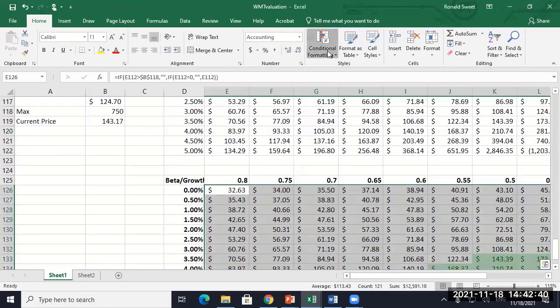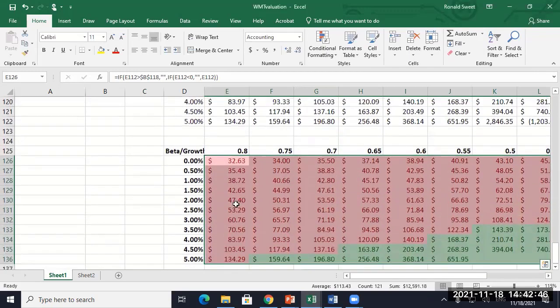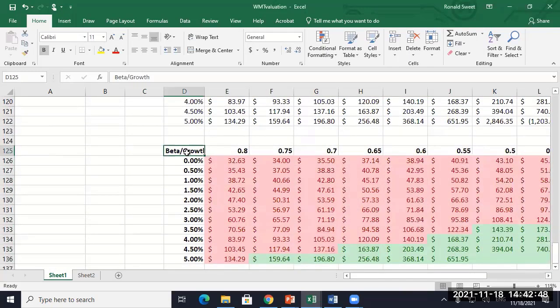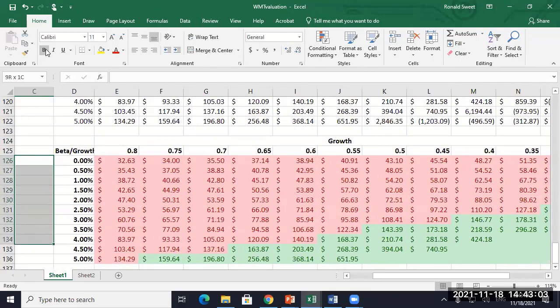What if it's less than that? What do we want it to be? Red. All right. So this is something you could definitely put in. You could definitely do it much better. You might put growth up here and just center it and give it a title. You might put beta over here and center it and give it a title, and you can turn them sideways, just to give a better looking chart.